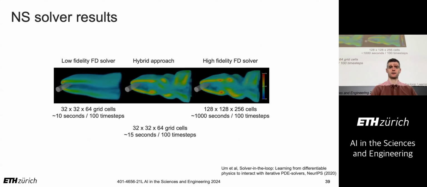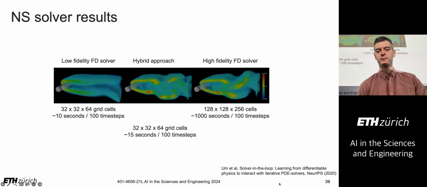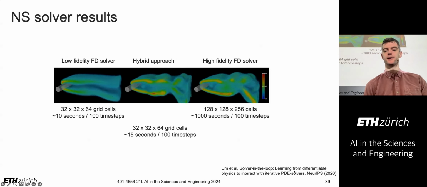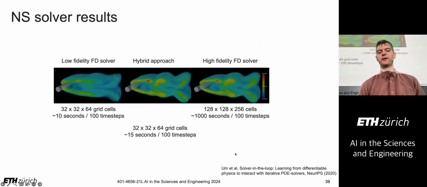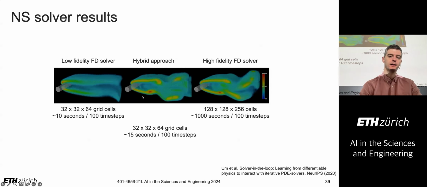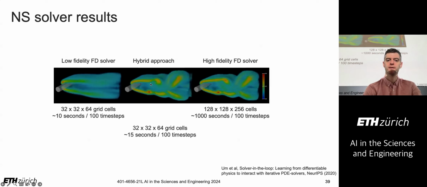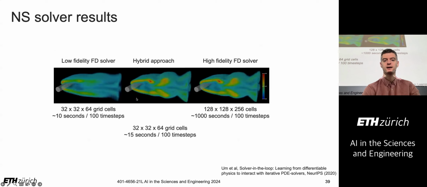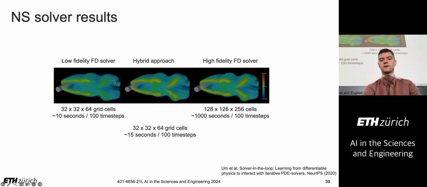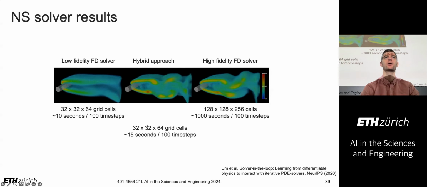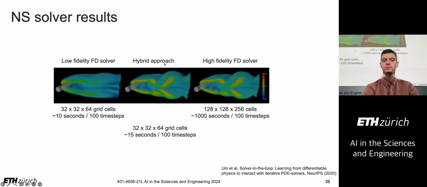So here are the results. What I've been talking about is this paper called Solver in the Loop. It's a really great paper. I recommend you read it. And they propose this residual hybrid method that I've been describing. And long story short, once you train this on many example high fidelity simulations, you do in fact get a hybrid approach which has a much better accuracy compared to the low fidelity solver, but still keeps the same speed of the low fidelity solver. So this is working really nicely.